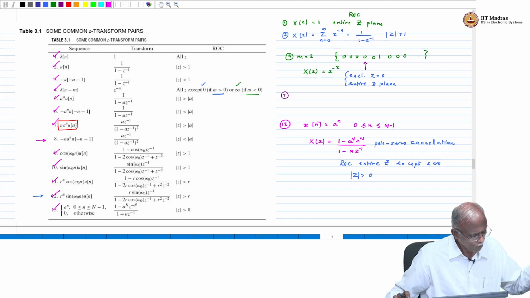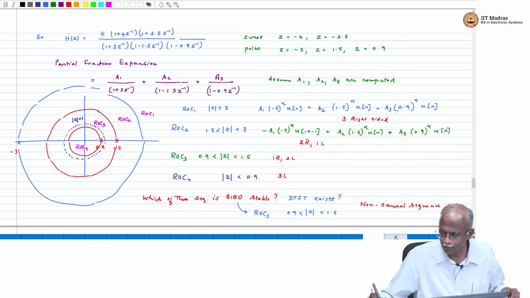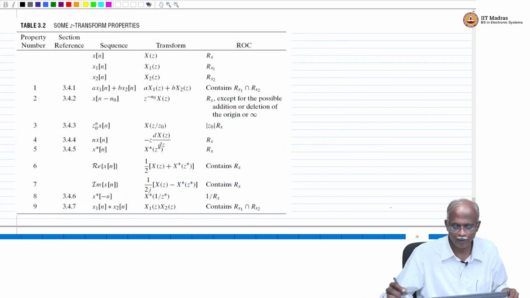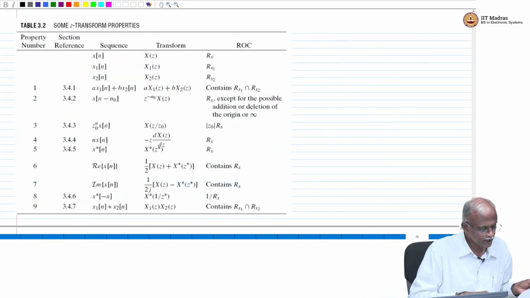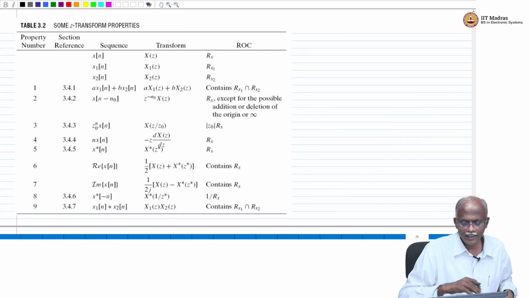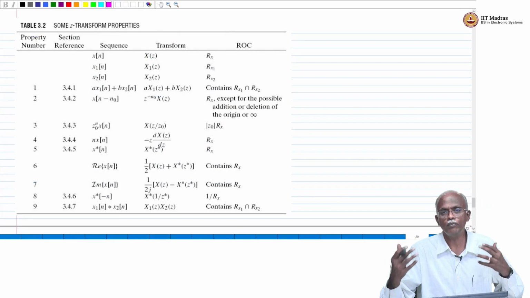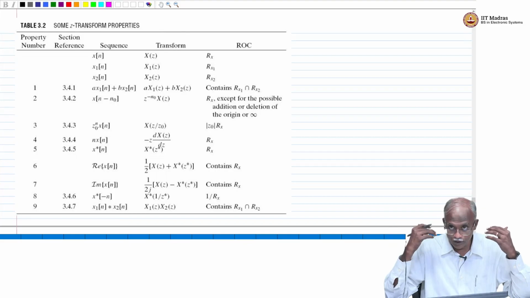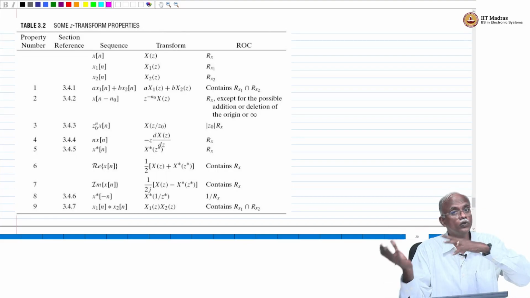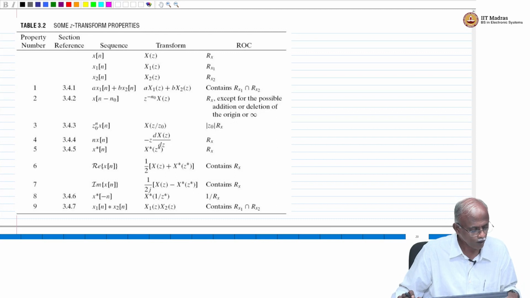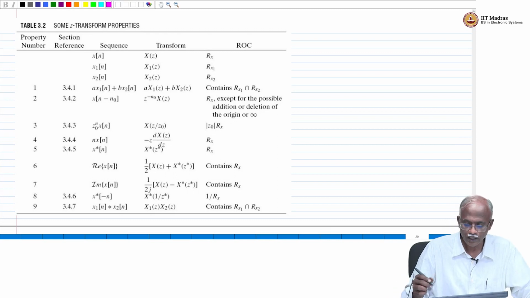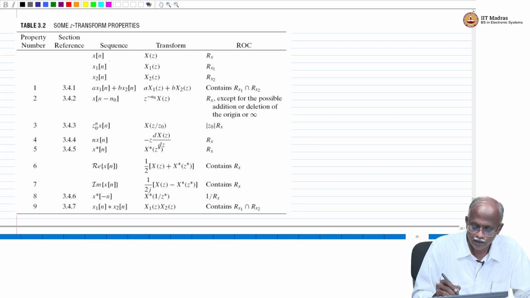So now what we would like to do is to look at the next step of the aspect. We would like to look at some of the properties of the Z transform, and then how they can be helpful for us in applying the Z transform, and also how they will help us in computing the inverse Z transform.